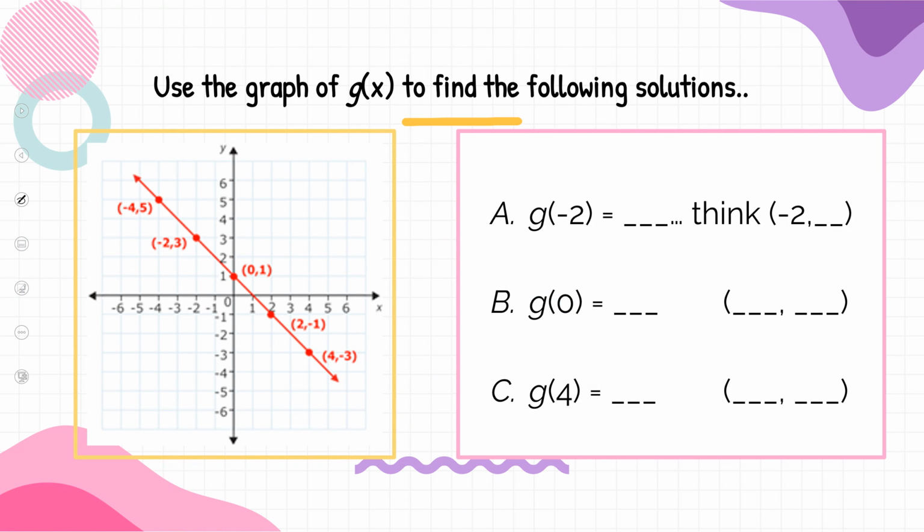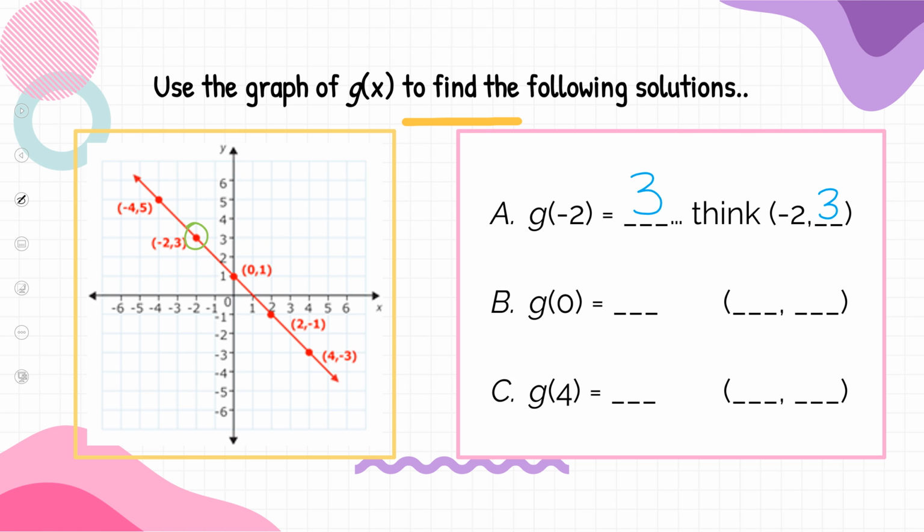Alright, let's use the graph of g of x to find the following situations. We're looking where g has an input of negative 2. If our input is negative 2, that means our x value is negative 2. So we're going to be at the point negative 2, 3. So if our input is negative 2, our output is 3. So we're going to have the ordered pair negative 2, 3.